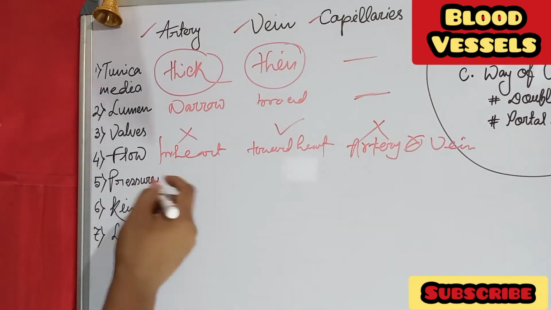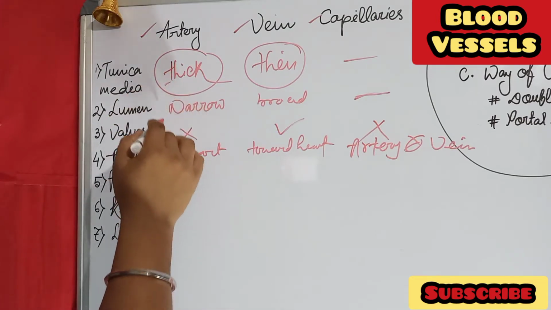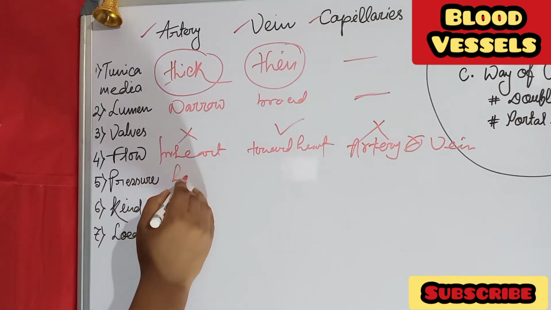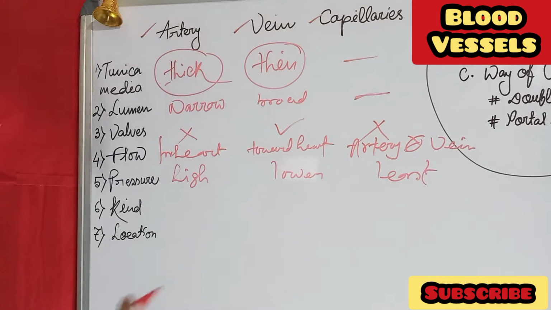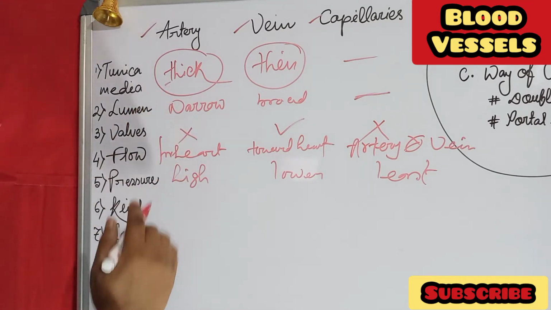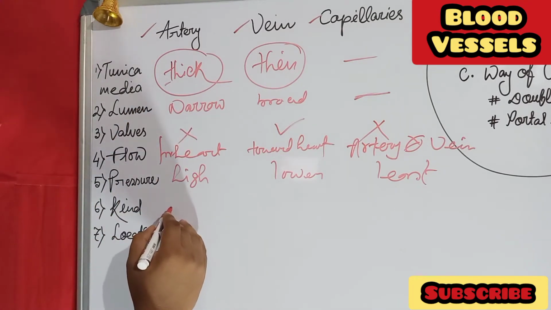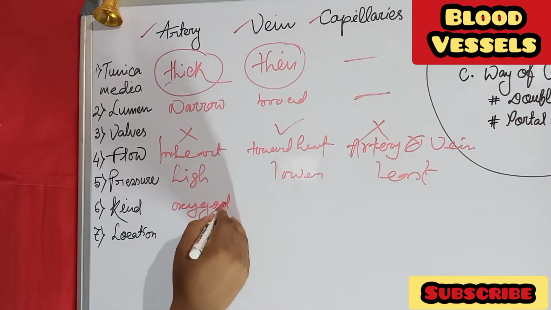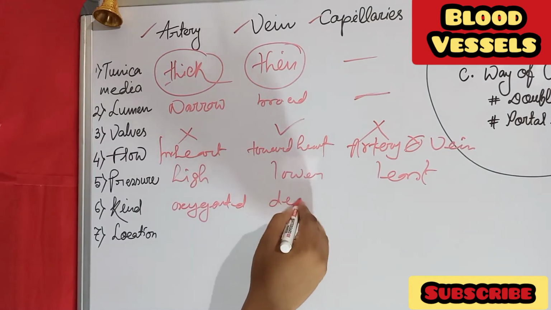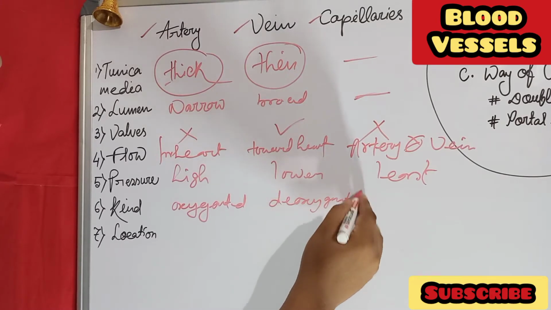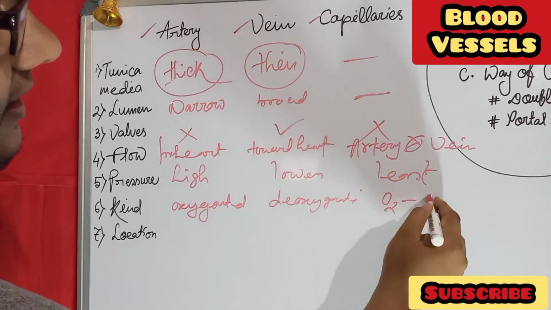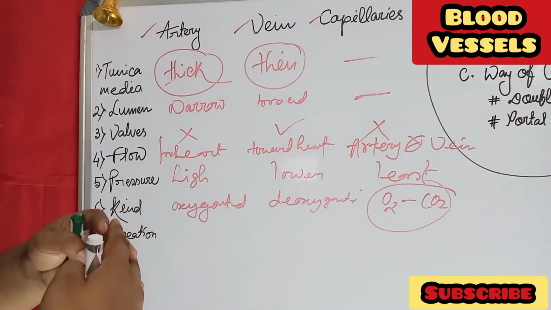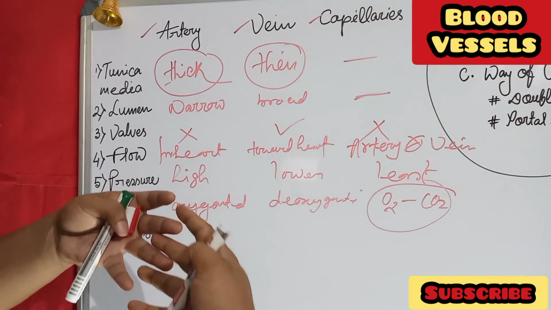Okay, now pressure. As I said before, the artery is thick and narrow, that's why the pressure is relatively high. In the capillary it is lower, and in the vein, least pressure. Which kind of blood is carried by them? Now, the artery always carries what? Oxygenated blood, whereas the vein carries deoxygenated blood. And the capillary doesn't carry either; it just mixes or exchanges oxygenated and deoxygenated blood.